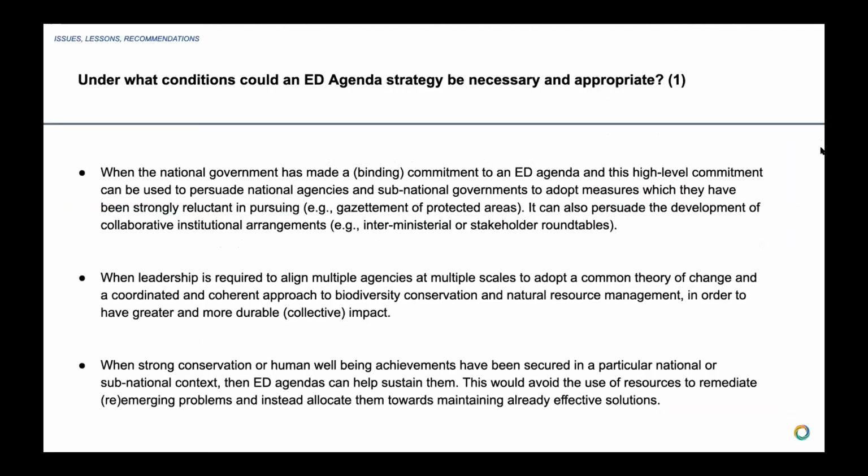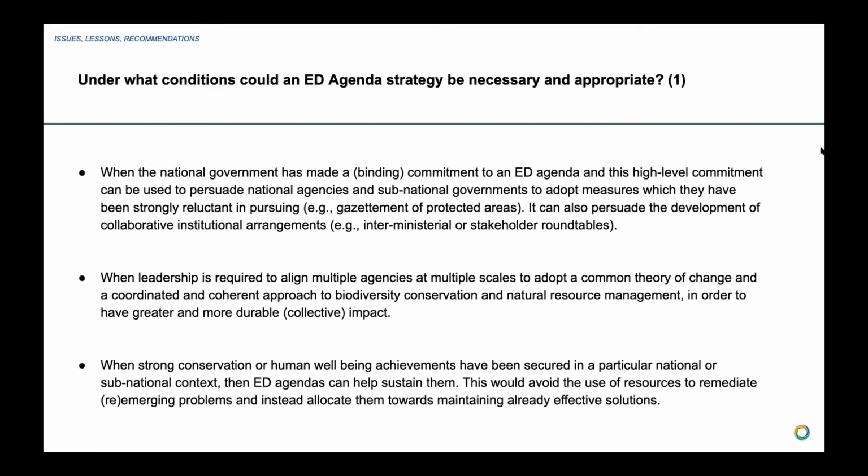So under what conditions would such a strategy be necessary and appropriate? So it's definitely appropriate when the national government has made a binding commitment to an agenda, and you can use this high-level commitment to persuade national agencies and subnational governments to adopt some measures that in the past they've been reluctant to do. So it could be, for example, the gazettement of protected areas.